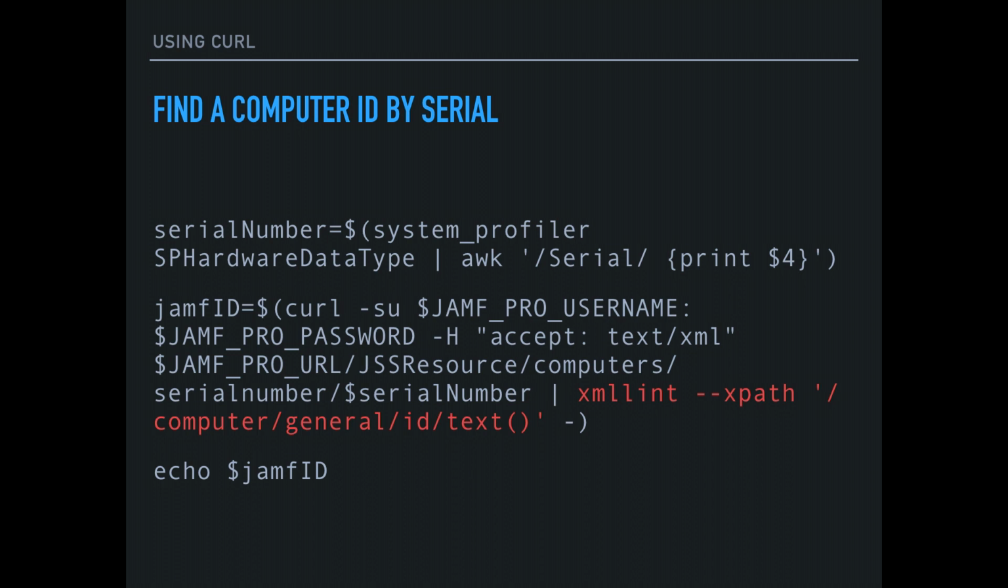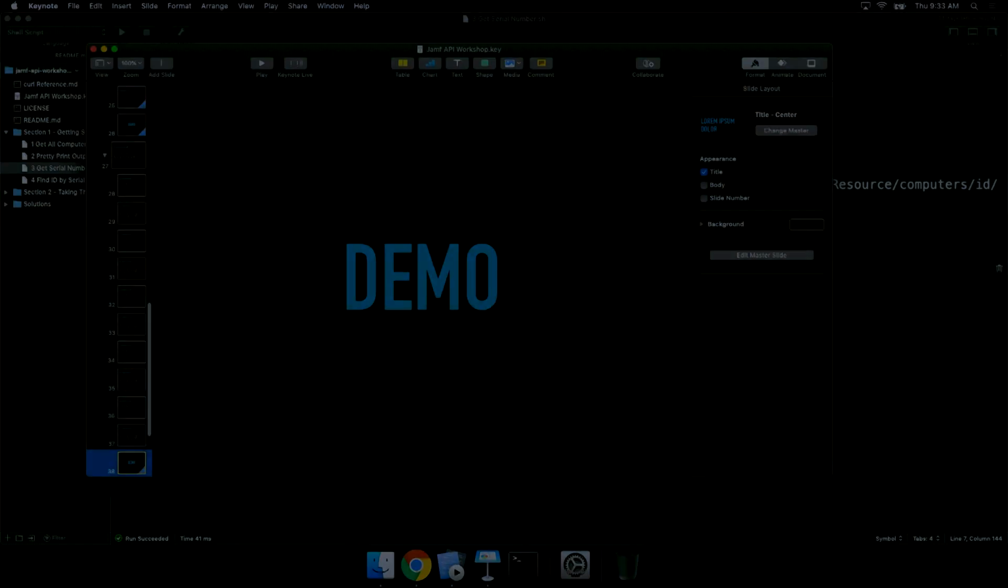And we're doing that to get, instead of the serial this time, the ID. So we're doing computer general ID. And then finally, we're just using the echo command to echo out that variable. In this instance, you wouldn't necessarily have to do that. We could have just left out the Jamf ID variable and just run this curl command, but I just wanted to show you how you would take the result of an API call and store it in a variable, because that's usually what you end up doing when you work with the API. So let's see that in action.